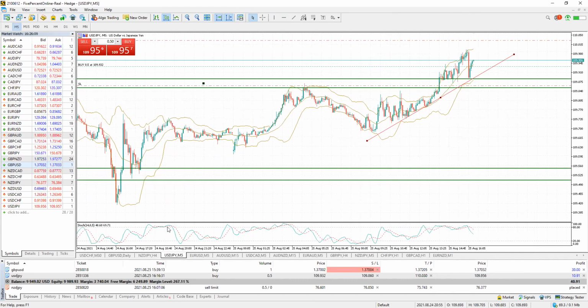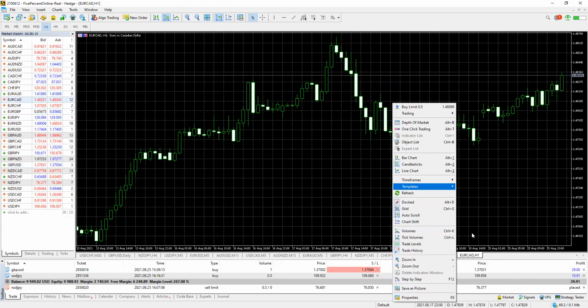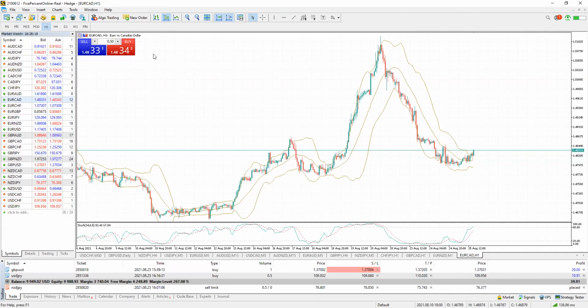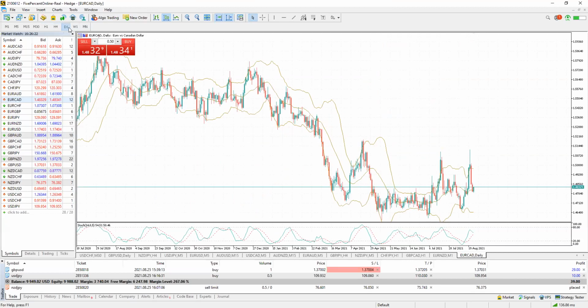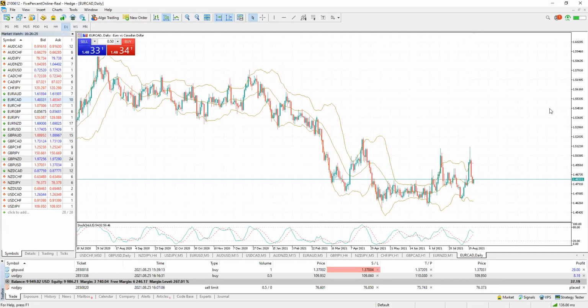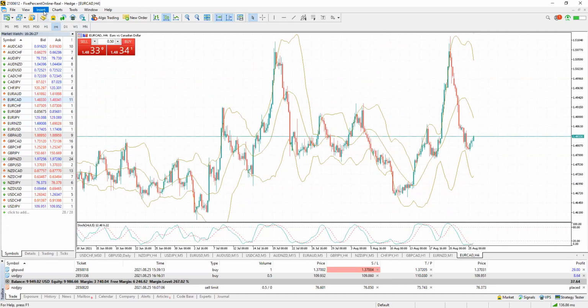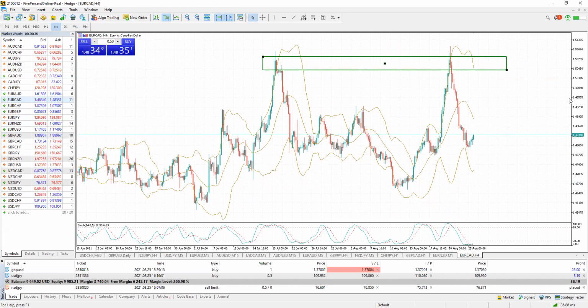The EURCAD. Let me check. This is very interesting. Okay, if you go to the H4, this level was so good to go short actually. We have also this zone that is interesting.